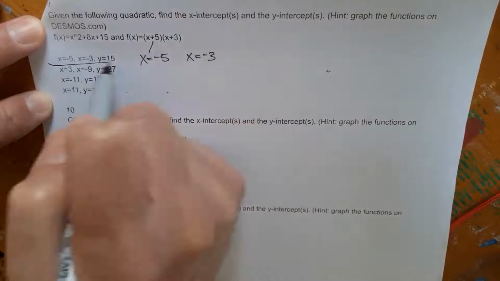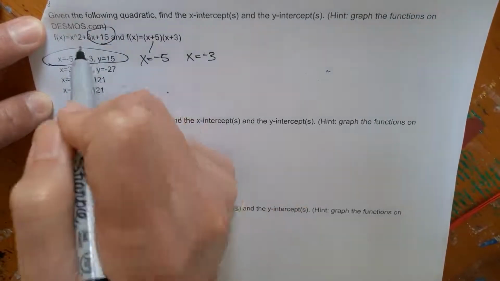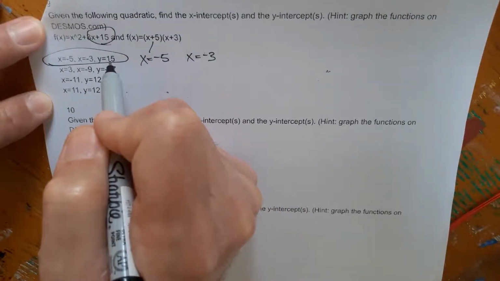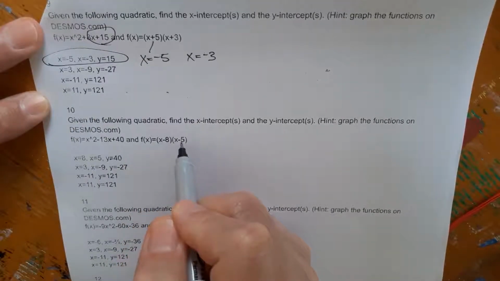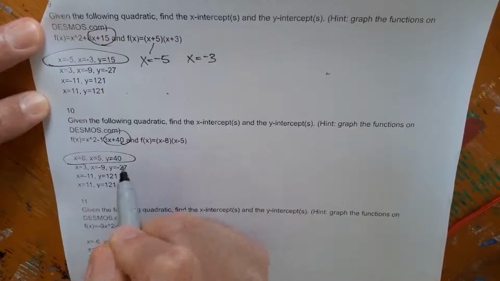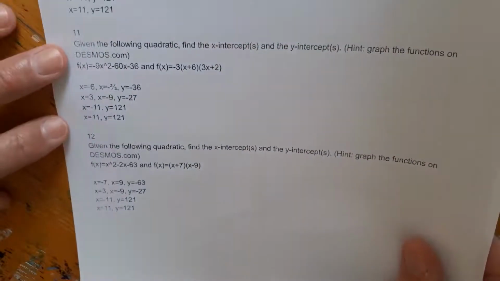So x minus 5, x minus 3, and this is the tail term there. That's got to be where the y-intercept is. x equals 8, x equals 5, and 40. Two more.